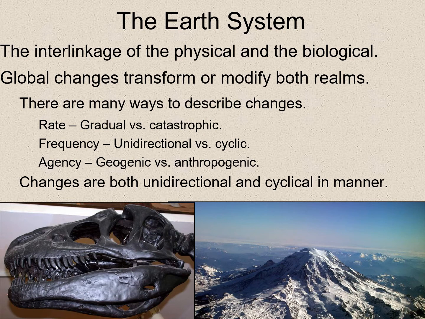So we can discuss the way the Earth system changes over time in terms of how frequently does it change, what's the agency, and what's the rate. And changes can be both unidirectional and cyclic in manner. You can have cyclic changes, but then there's this overwhelming larger unidirectional change going along with it.